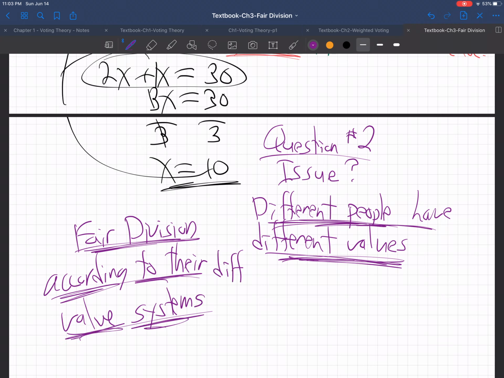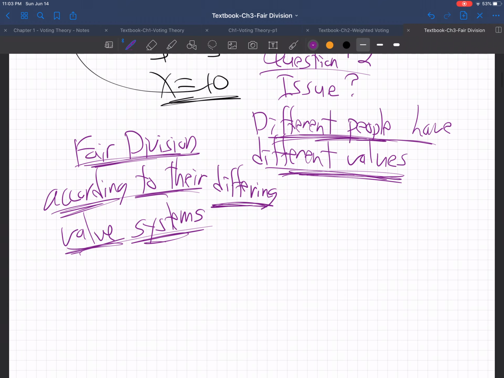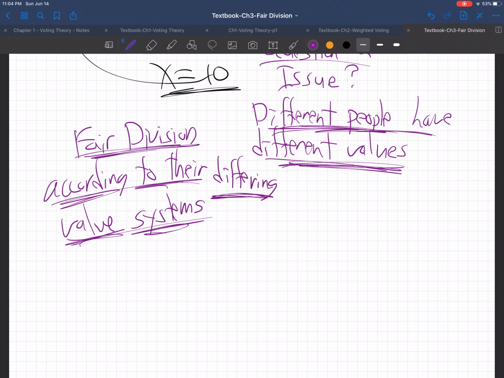I should write that in there. They're differing value systems. Everybody likes different things differently. So specifically, the most, I think, powerful example of this that we'll see in this chapter will be the method of sealed bids. And that's going to be useful for inheritances specifically.